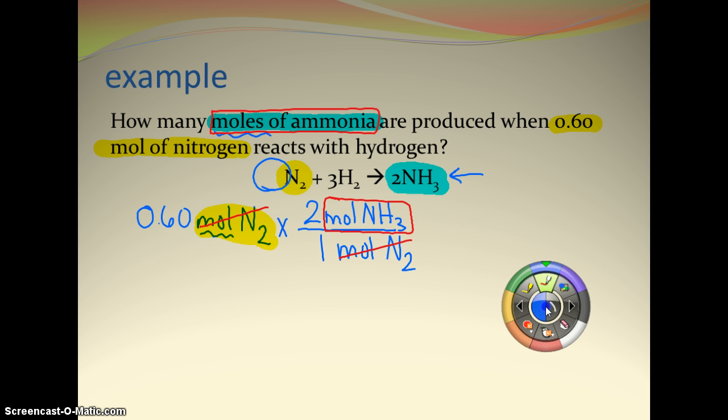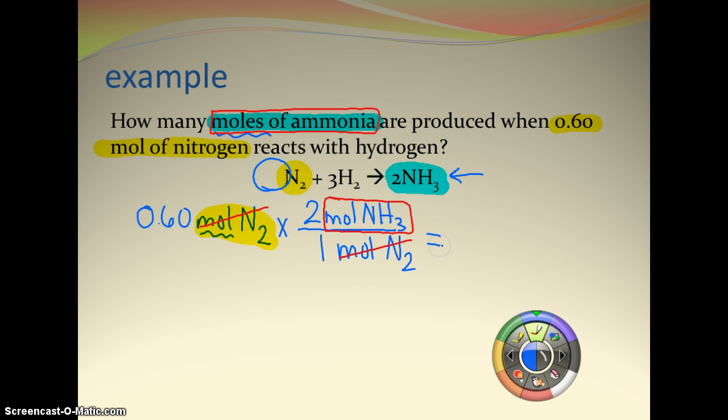So our answer is going to be 0.60 times 2. And we're going to have 2 sig figs. Got 1, 2 sig figs here. So that's going to give us 1.2 mole NH3.